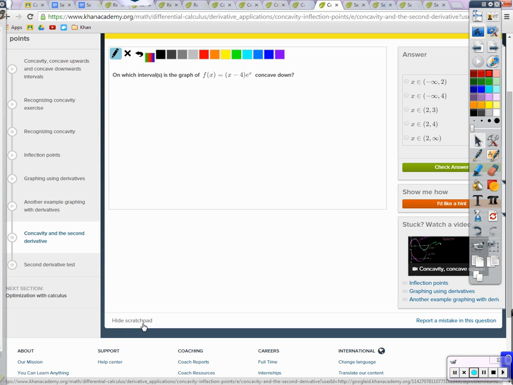On which intervals is it concave down? Let me write this function down for you in case you can't see it. f of x equals x minus 4 times e to the x. At least as far as derivatives, we know about e to the x, right? What's the derivative of e to the x? e to the x. So we need what? Product rule. We're going to find concave down, so we need the second derivative. Let's get to work.